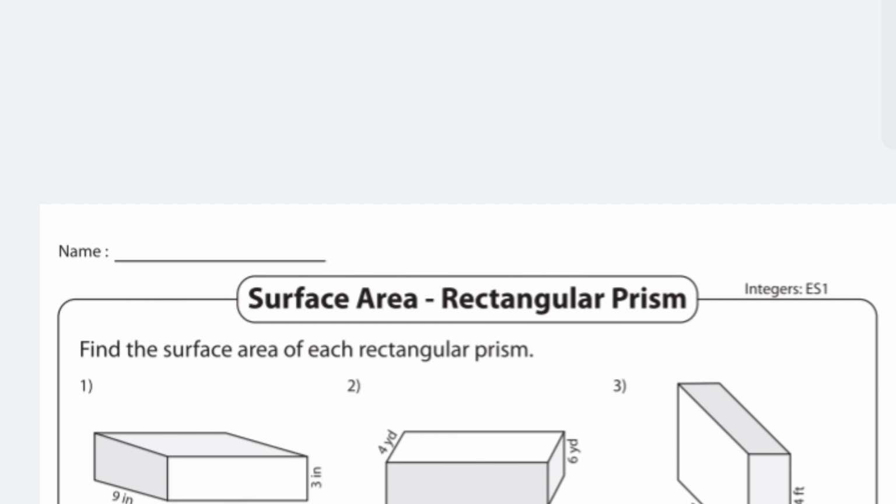In today's class we are going to discuss how to find the surface area of a rectangular prism. So firstly we will learn about the formula that we use to find the surface area of the rectangular prism.